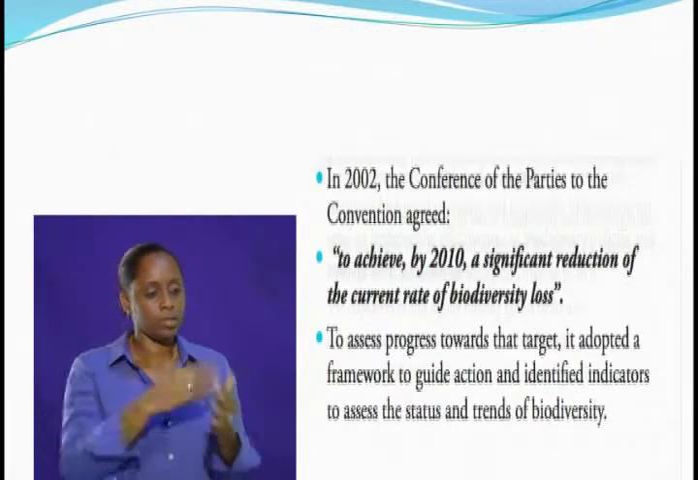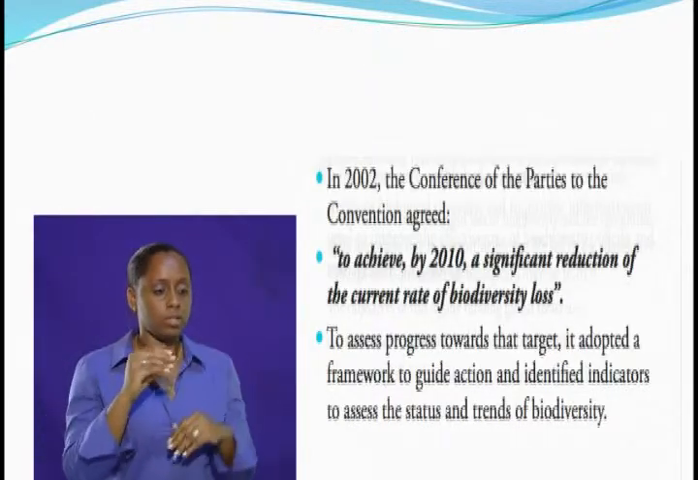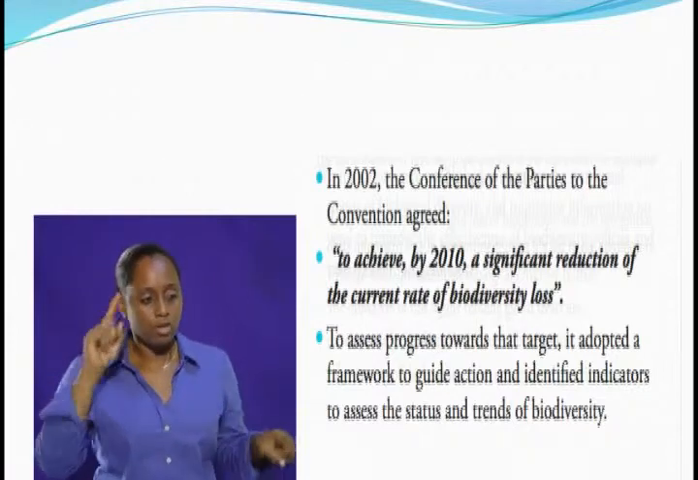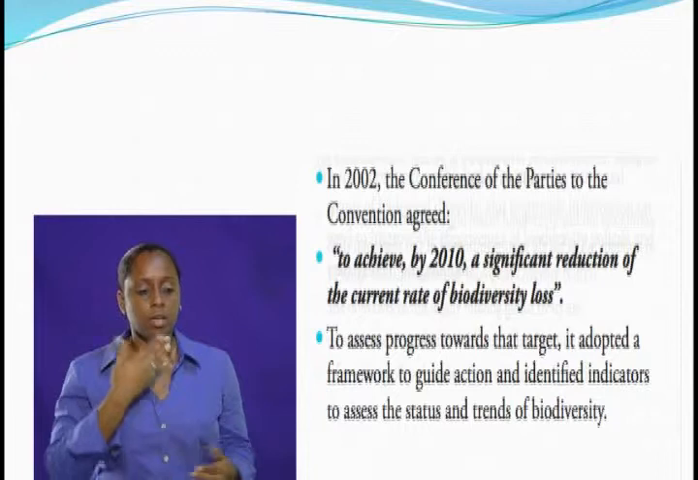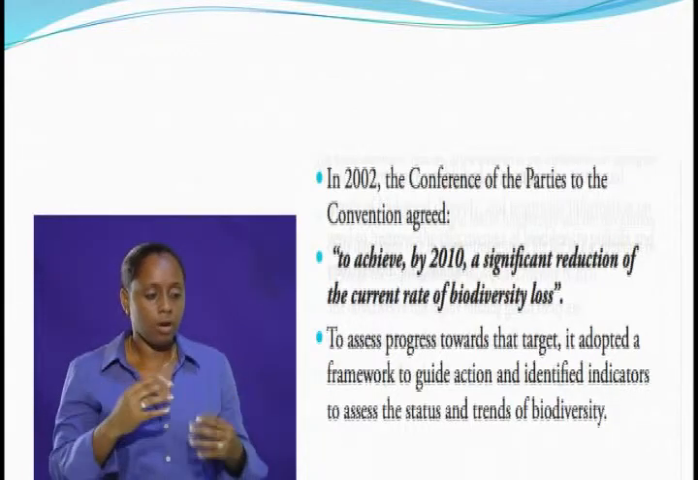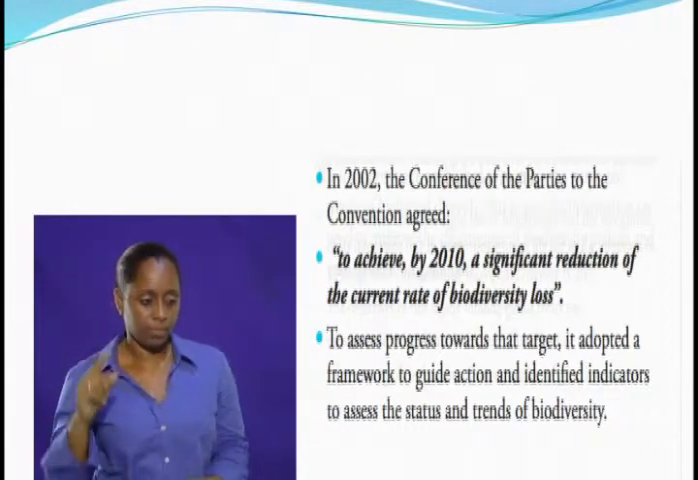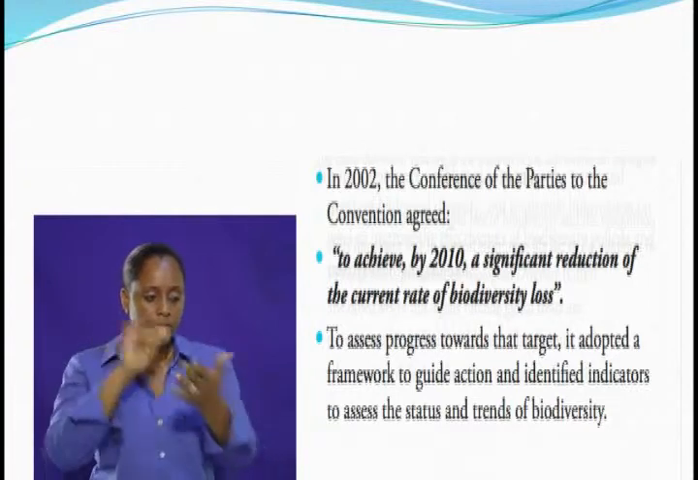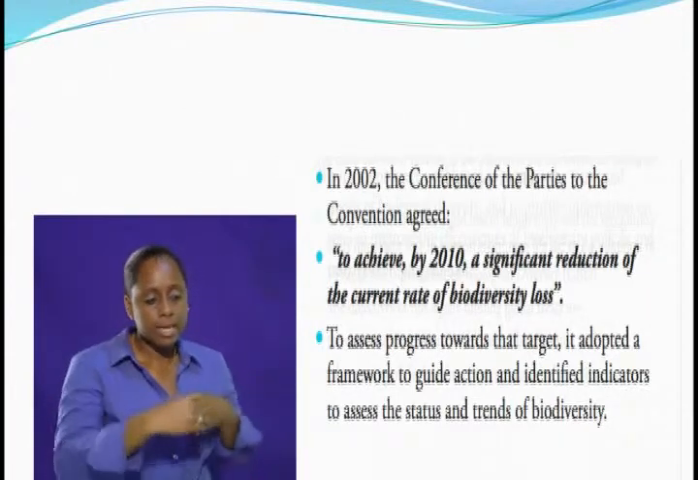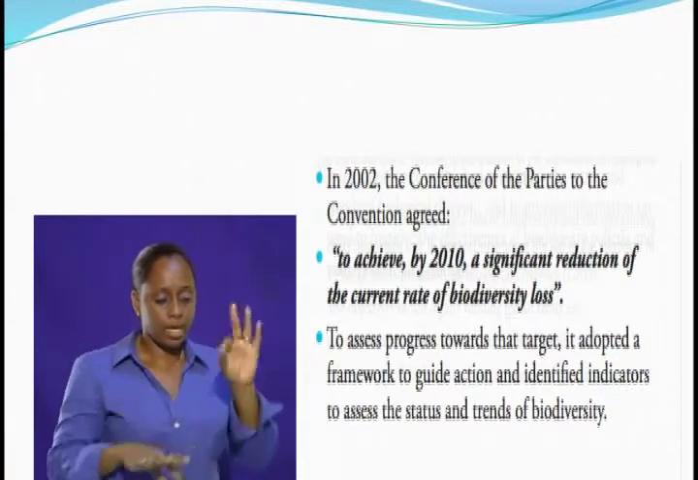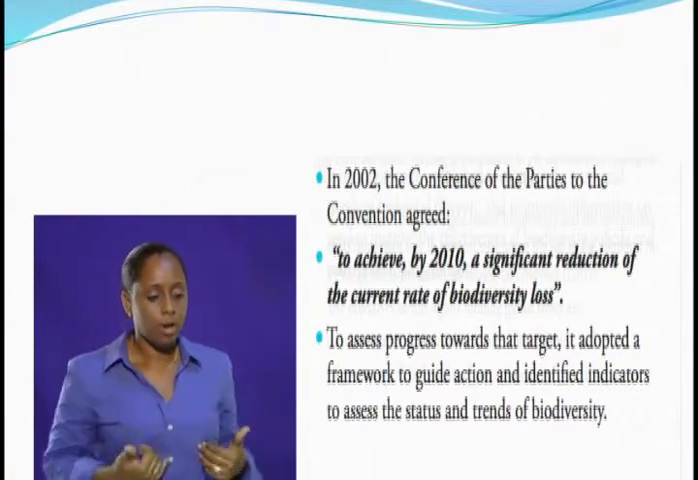In 2002, the Conference of the Parties to the Convention agreed to achieve by 2010 a significant reduction of the current rate of biodiversity loss. To assess progress towards that target, it adopted a framework to guide action and identified indicators to assess the status and trends of biodiversity.